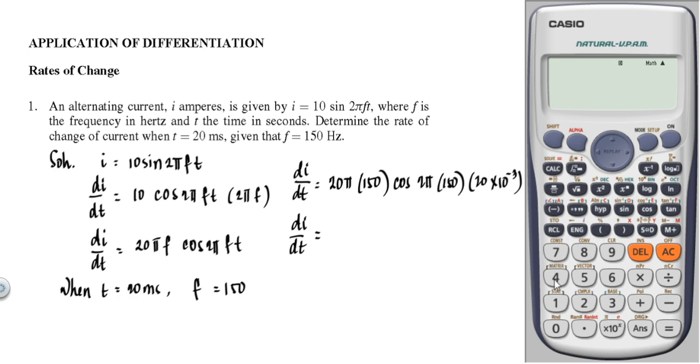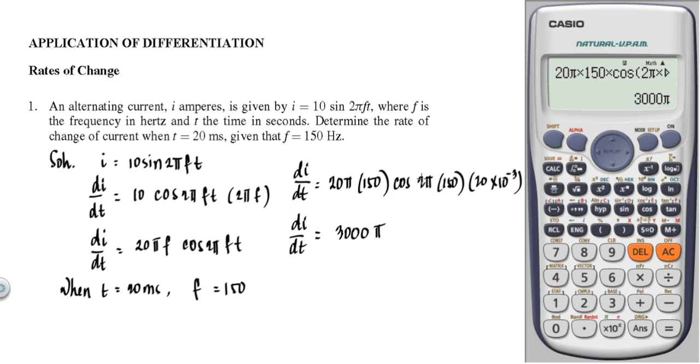So we have 20 pi, okay, 20 pi times 150 there, times the cosine of, don't forget to change your mode here, no? Degrees, palitan muna natin. Shift mode. Lagay natin 4. Okay. Don't forget that, ha? So, cosine 2 pi. 2 pi times 150 by 20 times 10 raised to minus 3. There. So, equal to 3,000 pi.